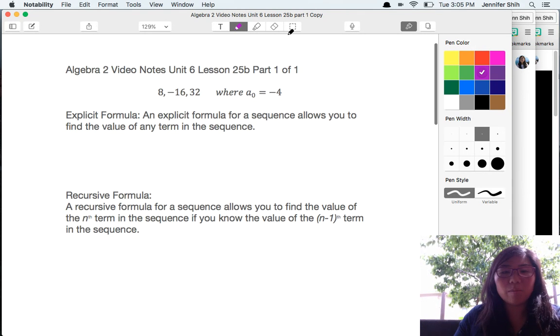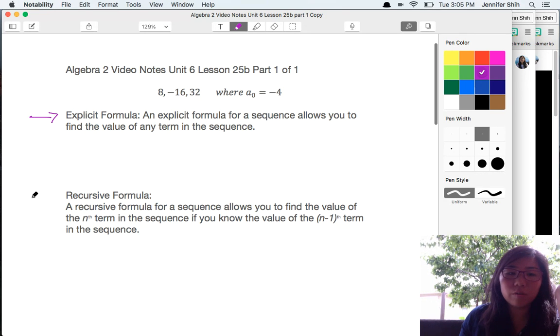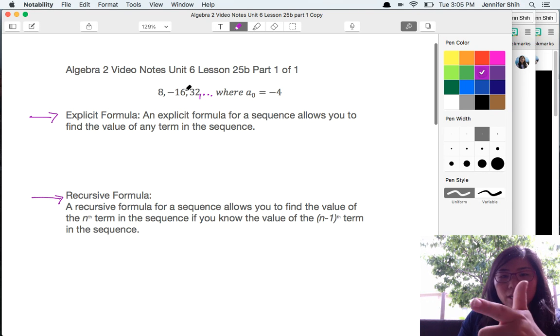So in your vocabulary, it's explicit formula, and at any point you can pause the video and write this down. So you have your explicit formula, which is a formula for the sequence. This is your sequence, 8, -16, 32, ... So make sure you write that down at the top too.